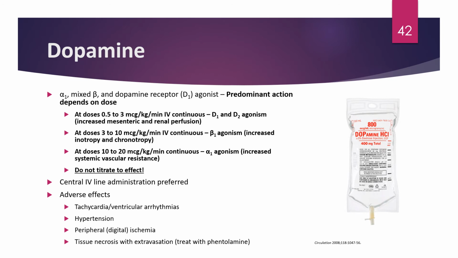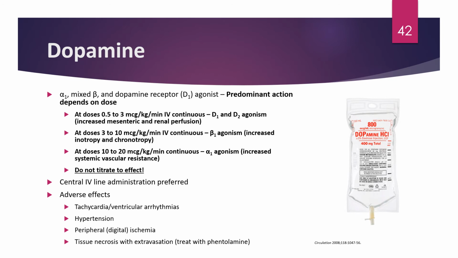So at the low doses, and this range can actually vary depending on what resource you're looking at, generally though, in the low doses between 0.5 and 3, and these are the doses I want you to know for exam purposes, you may get D1 and D2 agonism, and that can increase your mesenteric and renal perfusion. That will basically help with your renal function in some cases, though in general there is data to suggest that this won't necessarily affect mortality or any of your greater outcomes.